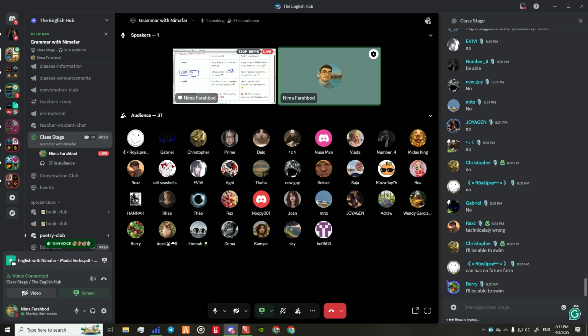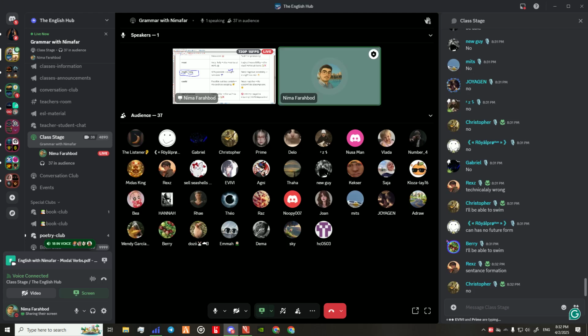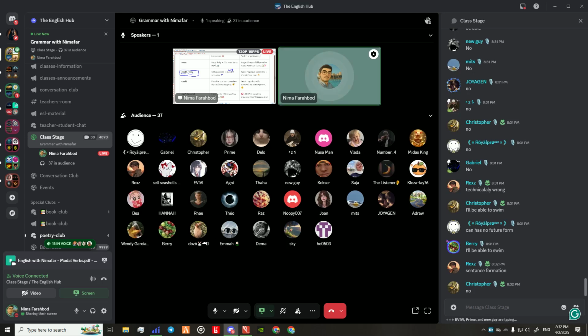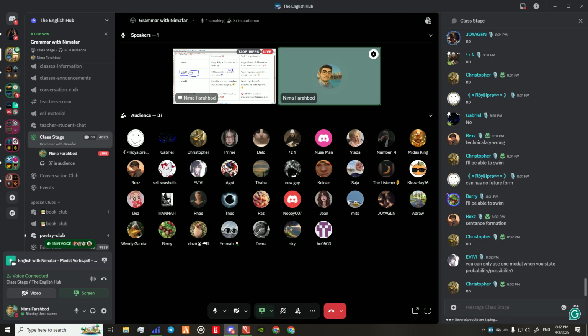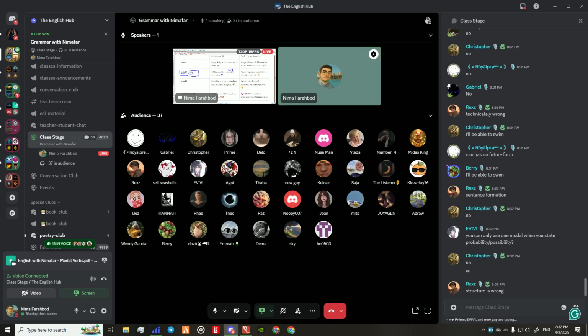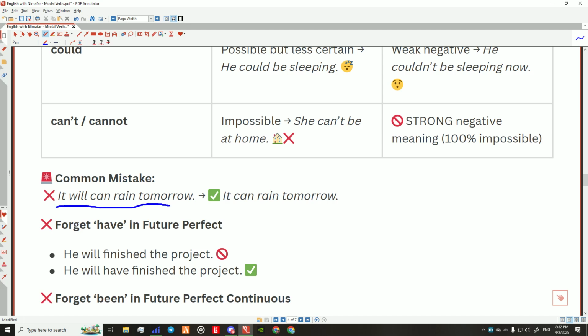No. Can has no future form. Yes, I'm talking about using multiple modal verbs. "I should can swim." "I might will swim." "I might have to." "I might, for example, would swim." Are they correct? You can only use one modal verb. Very good. We cannot use something like this: "It will can rain." No. "It can rain tomorrow" or anything else. But we don't use multiple modal verbs.